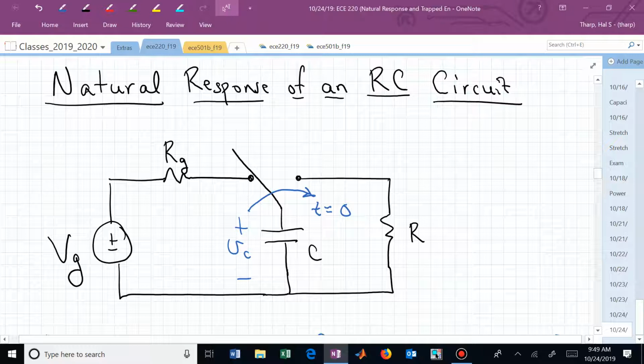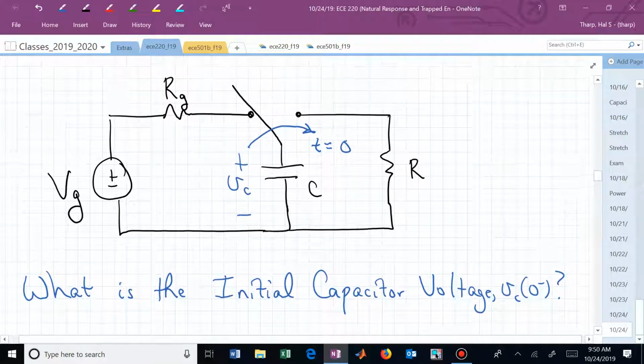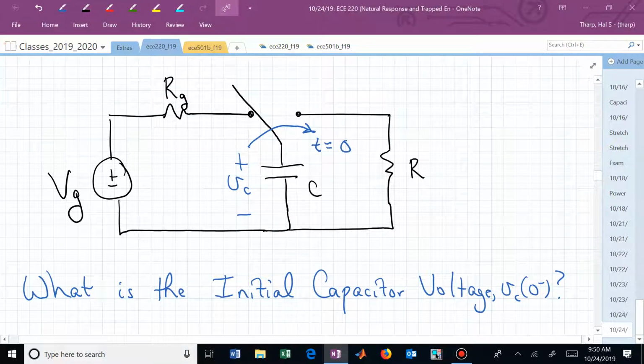Again, this is supposed to be a summary, so let's step through this quickly if possible. What is the initial capacitor voltage? V sub C of 0 minus. Oh, and why am I worried about the capacitor voltage and not the current? Current's 0, isn't it? What did we say about different variables, the state variables? Do you remember what we talked about yesterday?